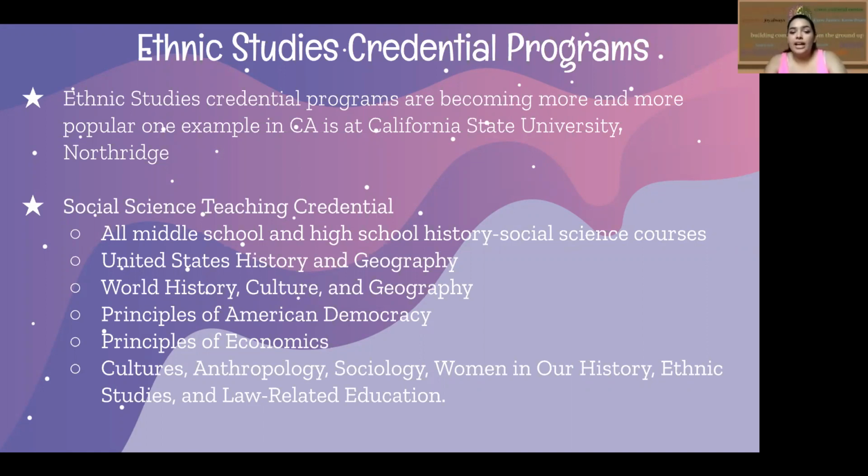One example is at Cal State Northridge. They have a social science teaching credential, which is just for all middle school and high school history classes, United States history, world history, and with taking certain electives during this credential program, you can go on to have a credential in cultures, anthropology, sociology, women's history, ethnic studies, and law-related education. So around the country, these credential programs are popping up, as well as other programs to help train teachers who are going into ethnic studies curriculum, as it's not easy to just be thrown into something with no previous knowledge of it.